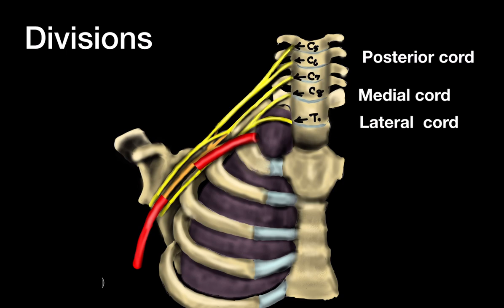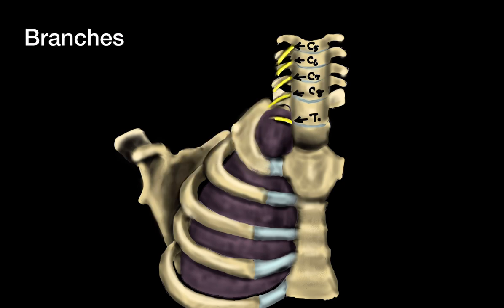Now we should see the branches of the brachial plexus. The third part of the axillary artery is related to the branches only. Cords extend up to the second part and they are named according to their position in relation to the second part of the axillary artery. Medial cord is medial to the second part, posterior cord is posterior to the second part and the lateral cord is lateral to the second part.